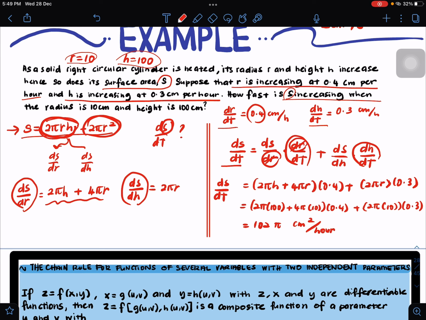So, surface area centimeter square. Kalau volume, dia adalah centimeter cube. Okay, so tengok dekat sini 2 darab dengan 100 dapat 200 pi. 200 pi tambah dengan 40 pi, 240 pi. Okay, so awak akan dapat berapa? Darab dengan 0.4. Lepas tu tambah dengan sini 20 pi darab dengan 0.3. So you will get 102 pi centimeter square per hour. So inilah dia dS dt, the kadar S increasing when radius is 10 and height is 100. So dia menggunakan chain rule for formula.